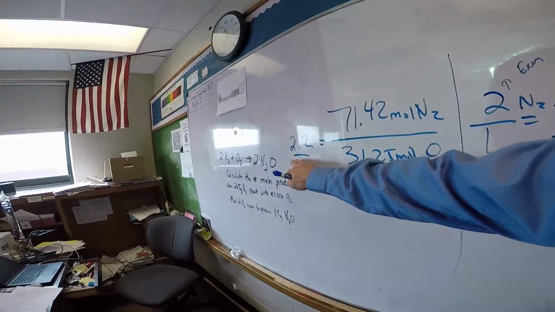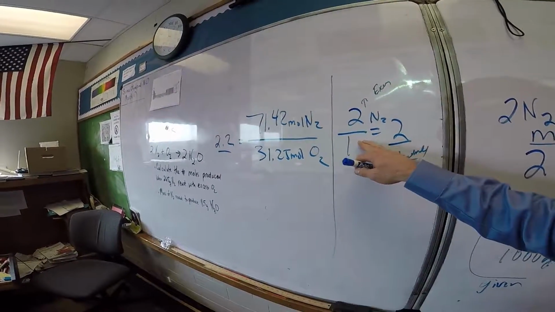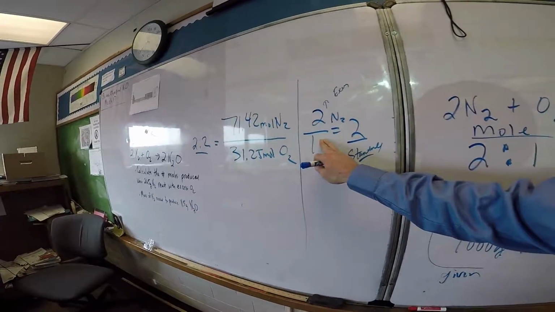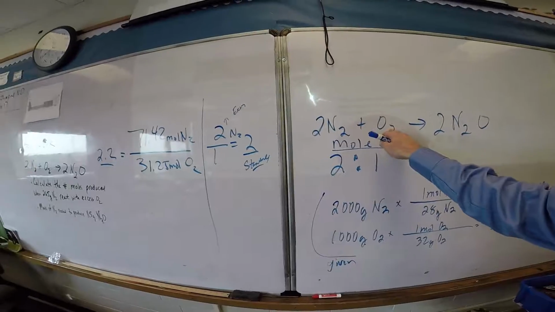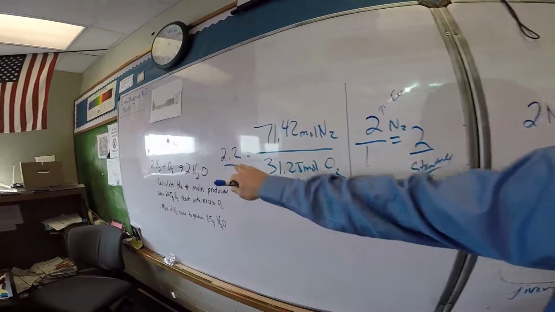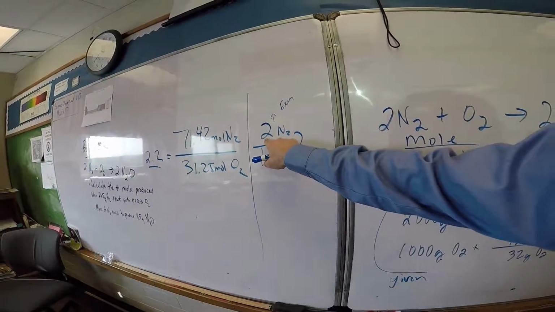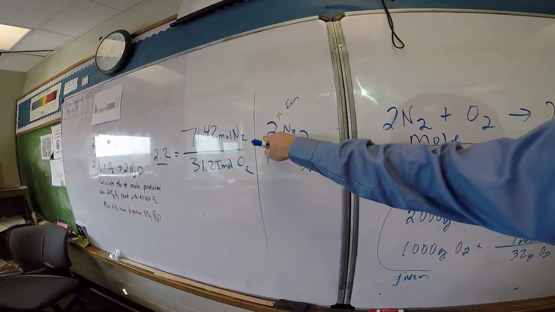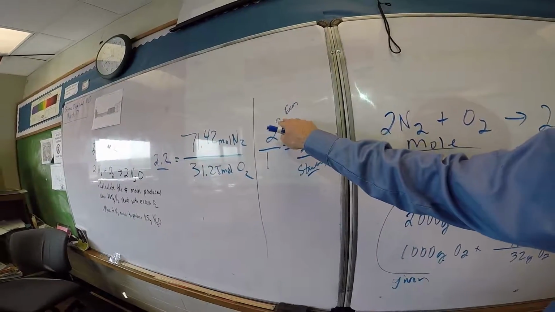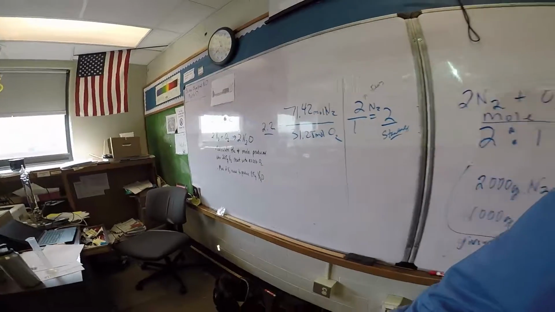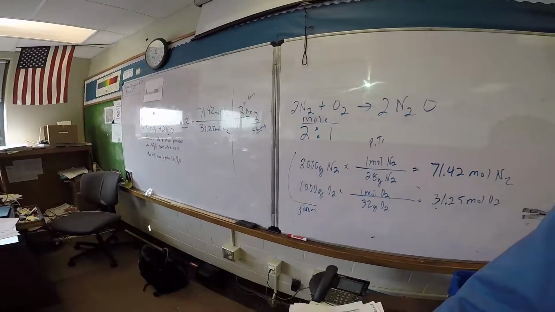So you can see that the ratio from the balanced equation is 2 divided by 1. That's the ratio. That's the standard. You're above that. So this is excess. The only way to drive the standard higher is to have more of it. Now we care about what's limiting. We don't care about what's excess. Why?